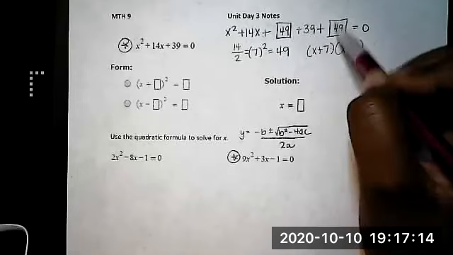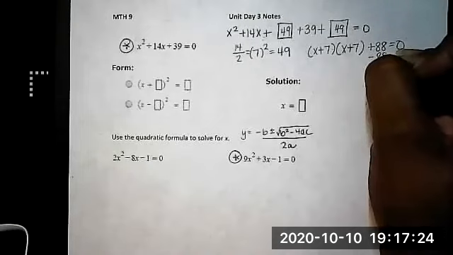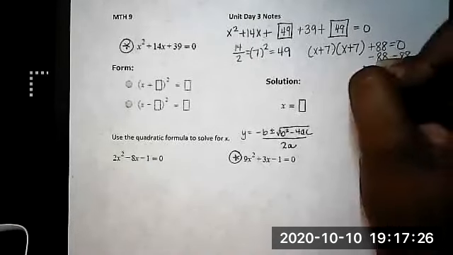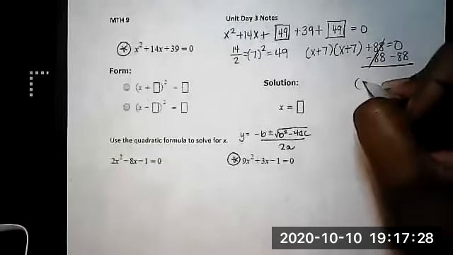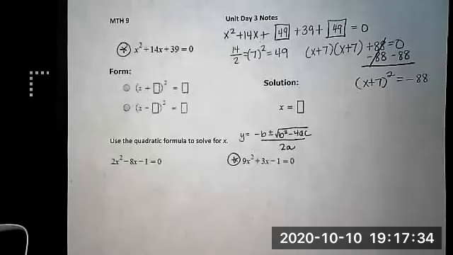And now let's add these, 39 plus 49. 39 plus 49 is 88. Plus 88 equals 0. I'm going to subtract my 88. So this becomes x plus 7 squared equals negative 88.